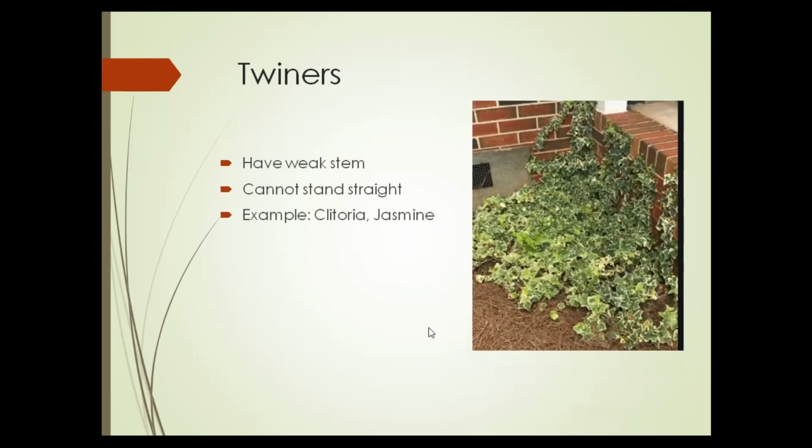Now let us see about twiners. They also have weak stems. They cannot stand straight too. Example, clitoria, jasmine. Now see here, these plants necessarily need not grow vertically. They can still grow on a flat surface. So that is the main difference between a climber and a twiner.